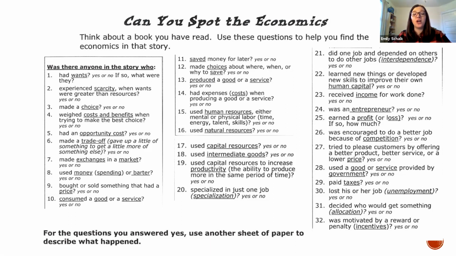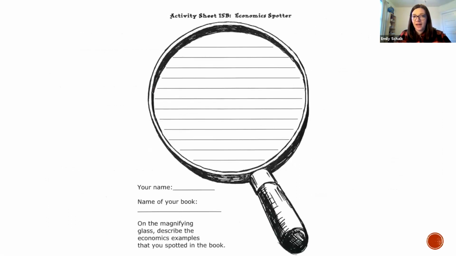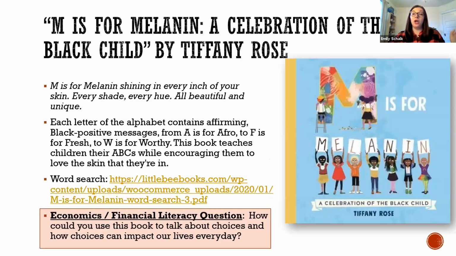So basically, for the questions you answered yes to, use another sheet of paper to describe what happened. On the second sheet, they would put their name, the name of the book, and on the magnifying glass, describe the economic examples they spotted in the story. It's just a really great way for you to easily get your students immersed in thinking economically. All right, so let's go ahead and get into these books.